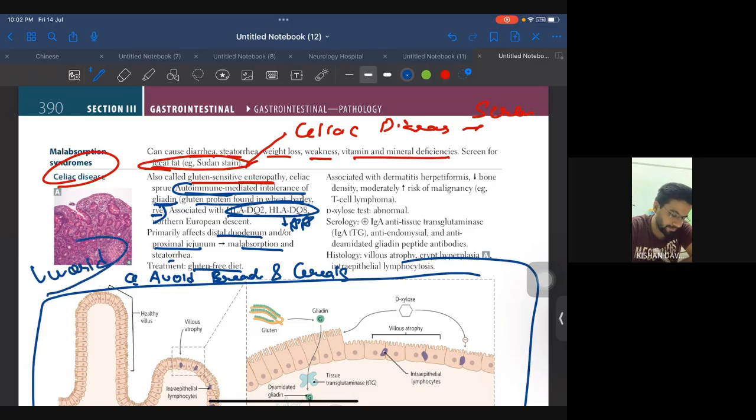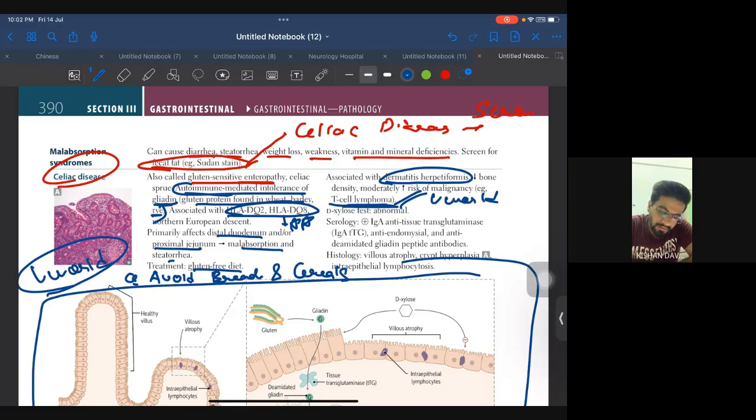Okay, so I hope this is simple. Celiac disease is the most frequently asked question. So let's see what else there is in this. What else can be there? Dermatitis herpetiformis, and yeah, T cell lymphoma is also important. T cell lymphoma, they ask one question on it.